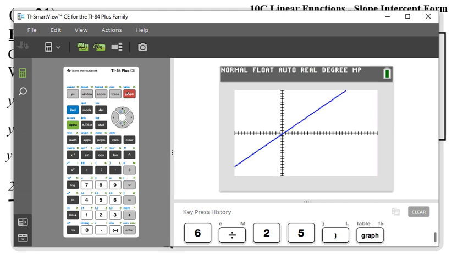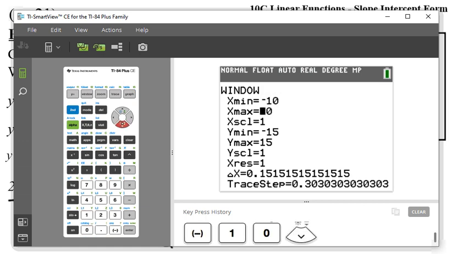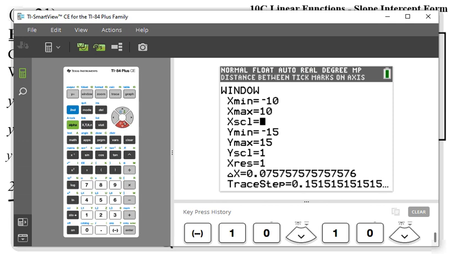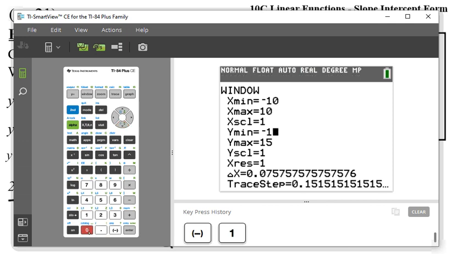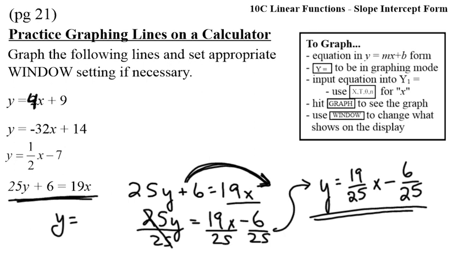We hit graph. Look at that. Nicely laid out. We could make everything a little smaller and consistent since it's right around the vertex. I could change everything to negative 10 and 10 if I chose, making sure my mins are the negatives and my maxes are the positive. And there you go, there's your graph. So that's how we graph y equals mx plus b on the calculator.